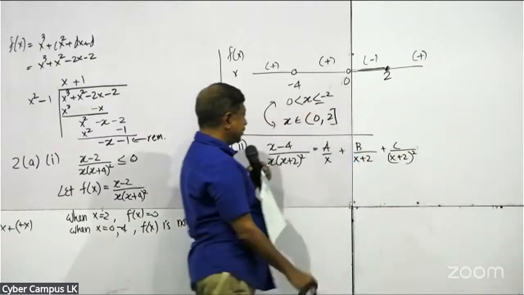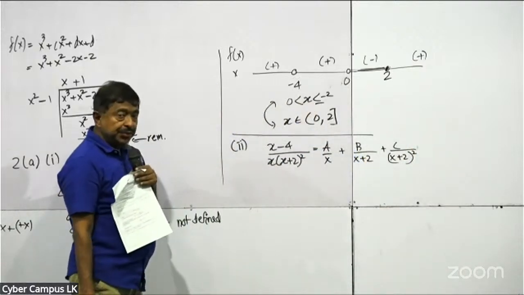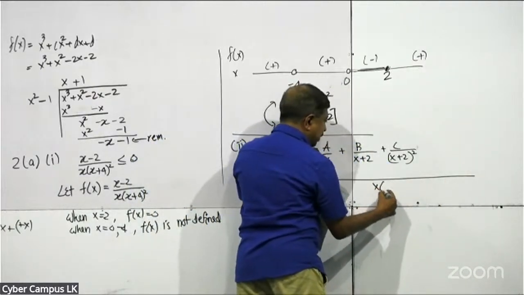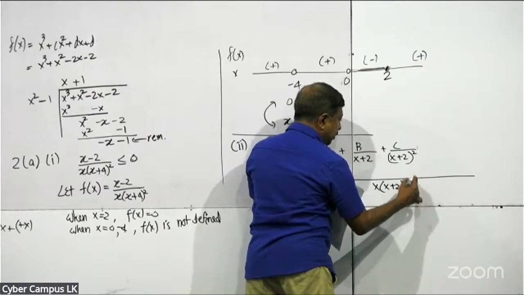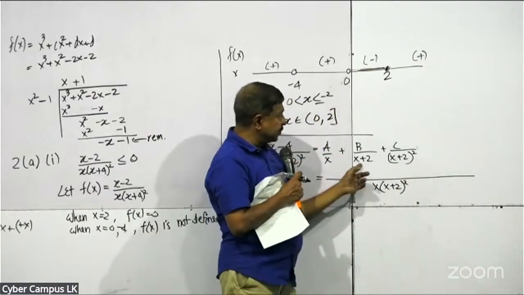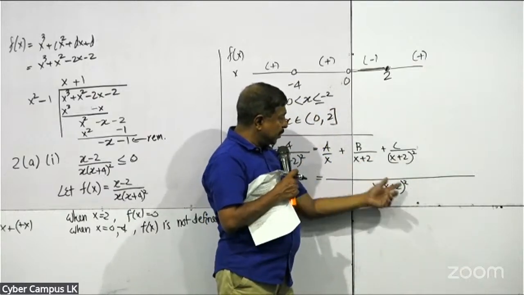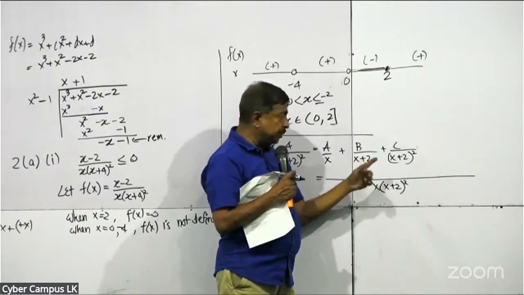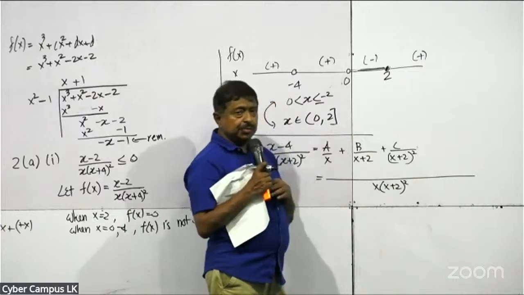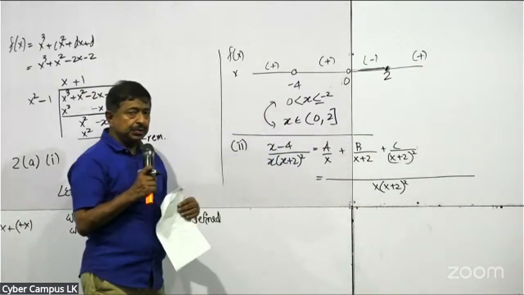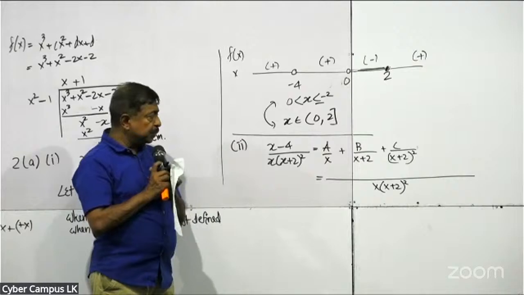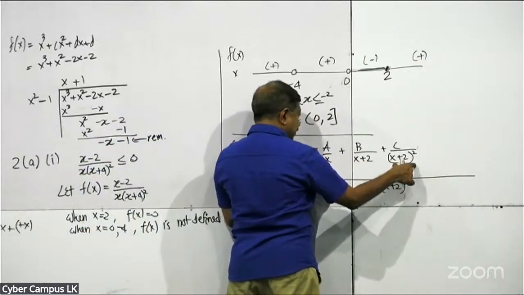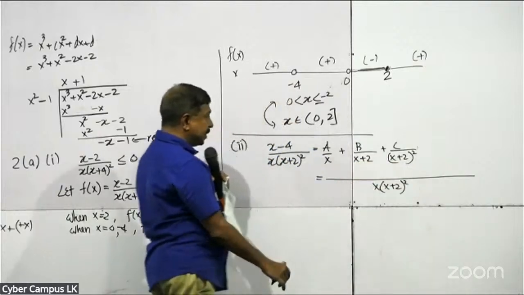So that's it. Now we need to compute A, B, and C. Take the common denominator: x and (x plus 2) quantity squared. Don't go for a cube. It is not necessary to go for a cube because (x plus 2) quantity squared includes this. Or this is included in (x plus 2) quantity squared. So when you take the common denominator, you don't have to include all 3. If you just take this, x plus 2 is included there.